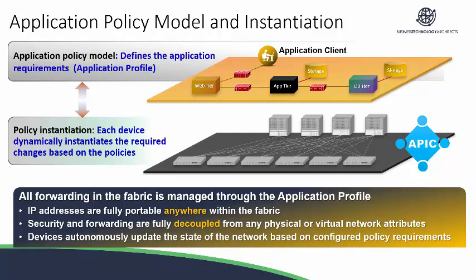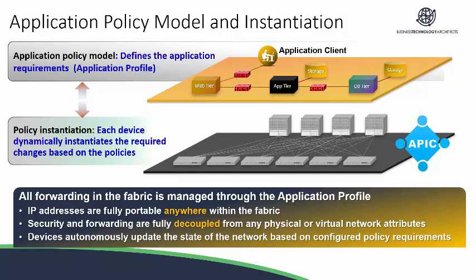Generally, our overlays are going to allow us to treat IP addresses differently, either as identity for a server, location, a VLAN, or a filter in the access control list. The application policy model defines the application requirements. Then the APIC instantiates the policy on each device. So each device will instantiate the required changes based on the policies.